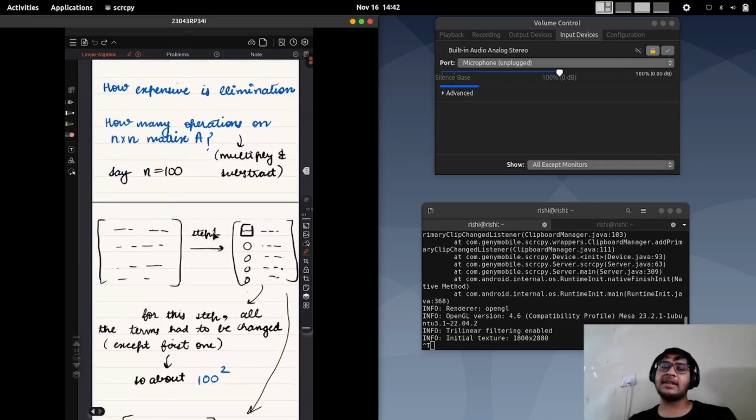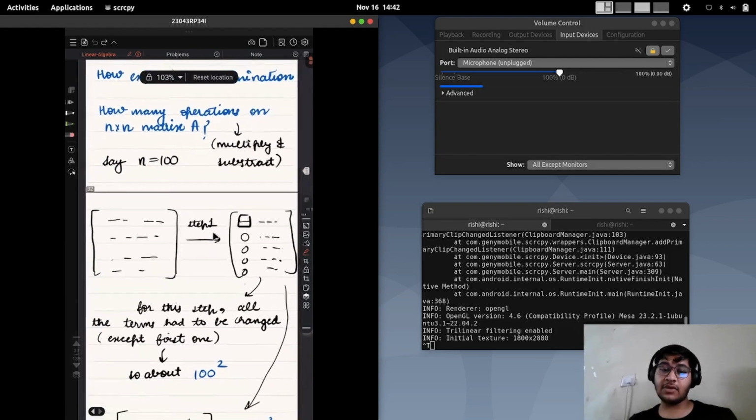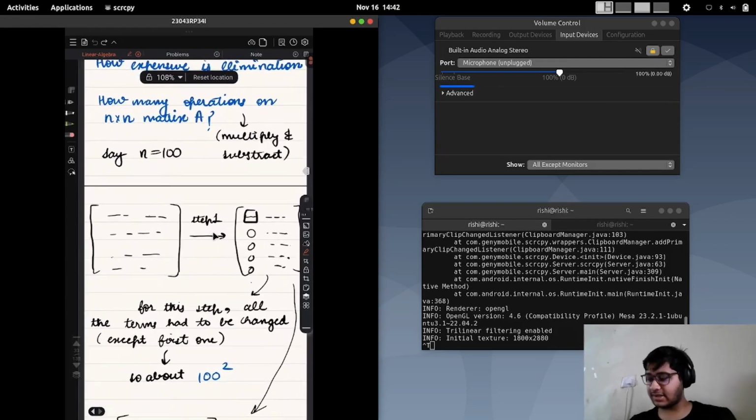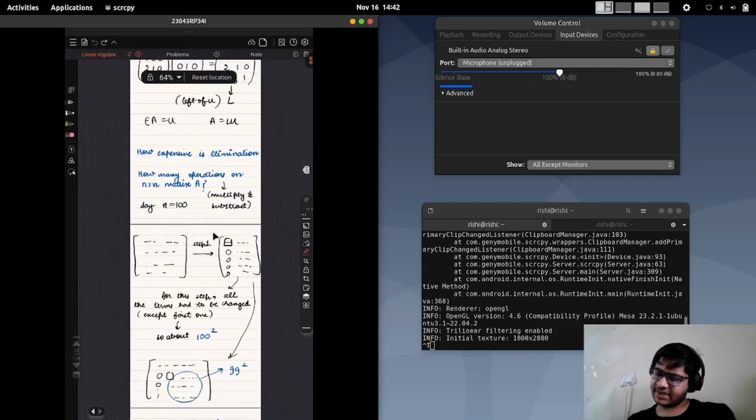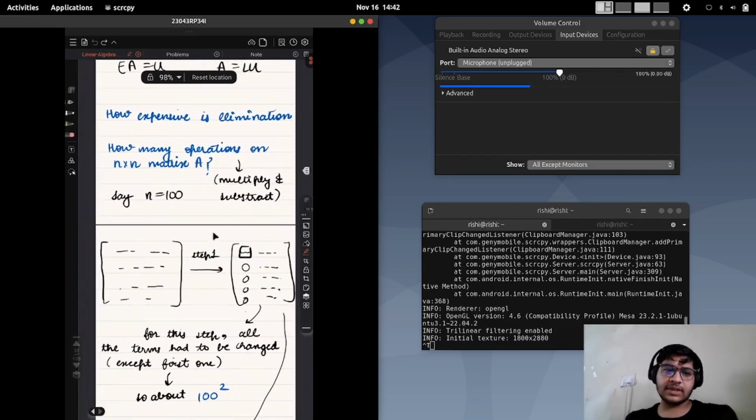How expensive is this elimination? This was fine, but how expensive is elimination to the processor? This is a little intuitive. You can't find the exact number of operations, but we can calculate a rough estimate of how expensive it is. So let's say n is 100. So this is a 100 by 100 matrix essentially.